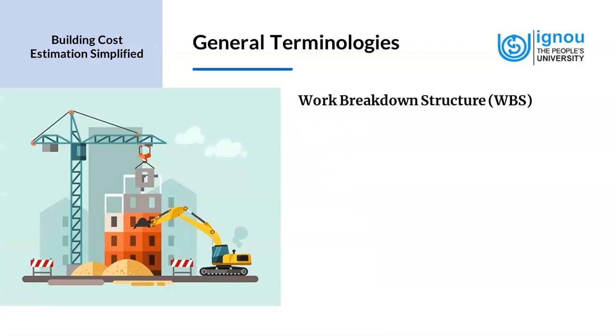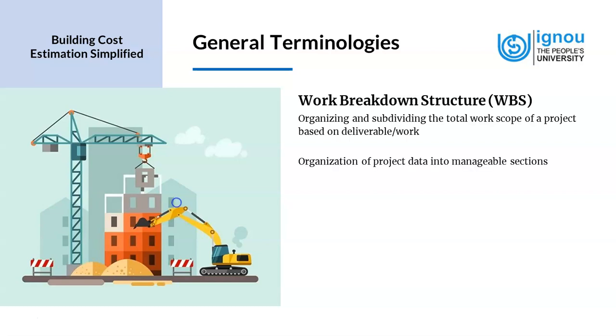Work breakdown structures, also referred to as WBS. It's a way of organizing a project, and so we break it down into smaller structures for our ease of working, planning, and calculation. Organizing and subdividing the total work scope of a project based on deliverable or work is commonly referred to as work breakdown structure. It's also the organization of project data into manageable sections.